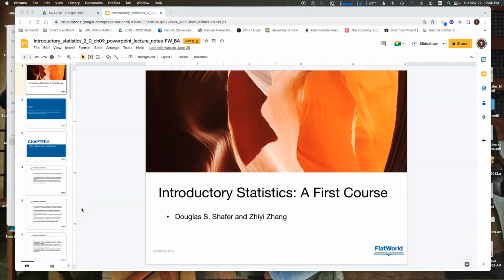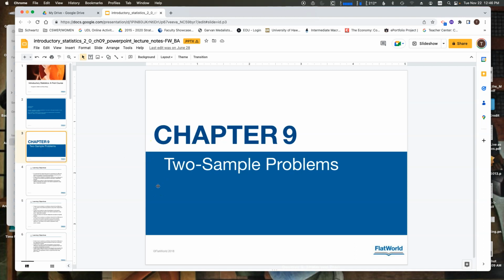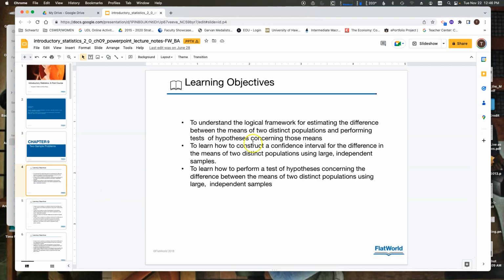Okay, we're getting down to the last chapters here. So here we're going to be looking at the two-sample problem that typically emerges. What we're trying to do is look at the difference. If we have large independent samples, we're going to try to determine whether there is a statistically significant difference in the means of those two different populations, and we're going to also develop a confidence interval for that mean. So you see that that's really our goal in this chapter.